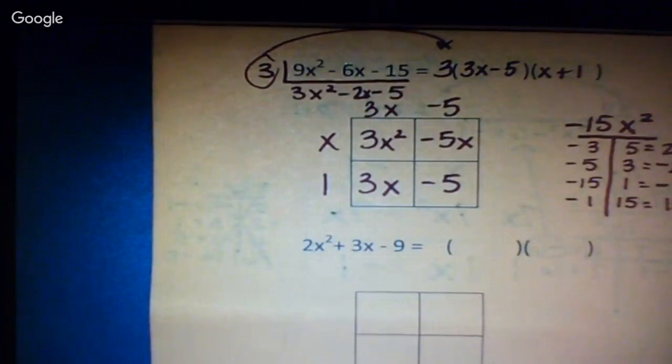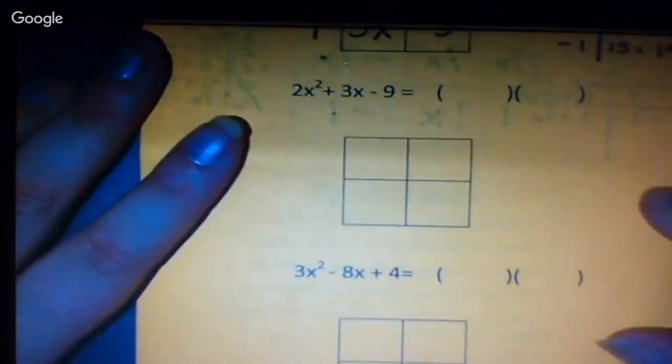Okay, take a look at your next one. 2x squared plus 3x minus 9. Okay, Elijah, do I have a greatest common factor? Do they share anything in common? Elijah says no. Okay, 2, 3, and 9, nothing in common but the 1. So there is no greatest common factor in this one, so we skip that step.